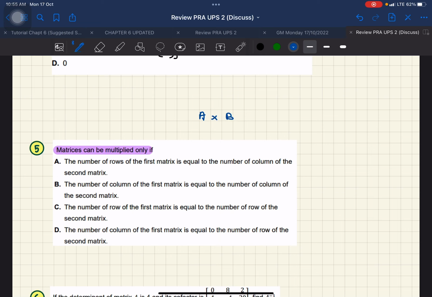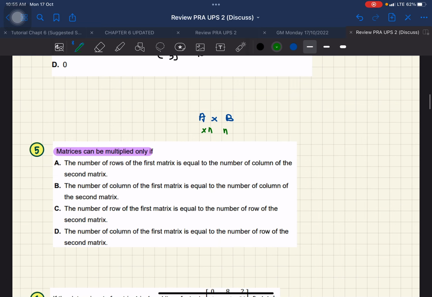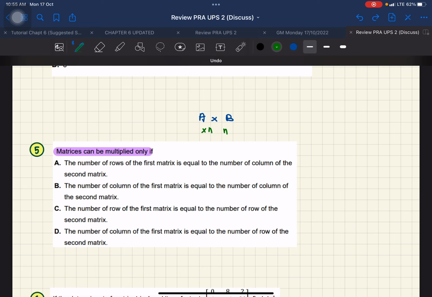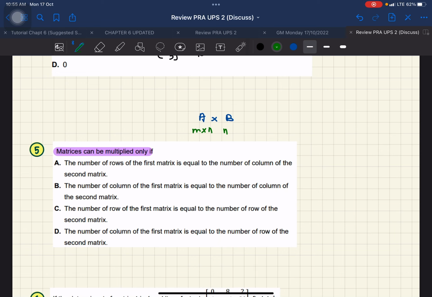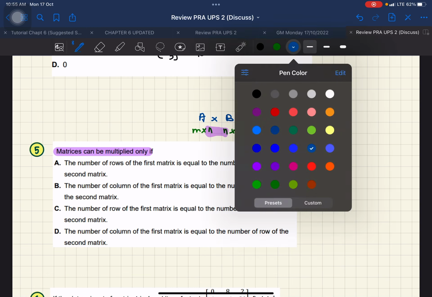Okay, so yang mesti sama adalah benda yang duduk dekat tengah. So, apa yang duduk dekat tengah? So, let's say saya letak ni sebagai N. And then, B punya N juga. Dia kena samalah. Okay. So, the order for matrix A, it must be M by N. The order for matrix B is N by P. So, yang dekat tengah-tengah ni, this one, dia sama. Dia mesti sama.